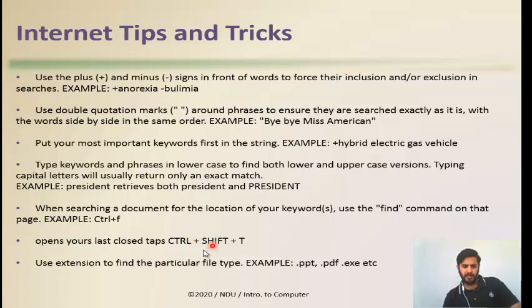And if you want to find a PPT presentation, we have to use these types of things. .ppt is one extension, .pdf is the extension for a PDF file, and .exe is used for an executable file. So if you want to find the PDF of a document, you write the document name, and then after the document name you write this. The results will then appear according to the PDF format.